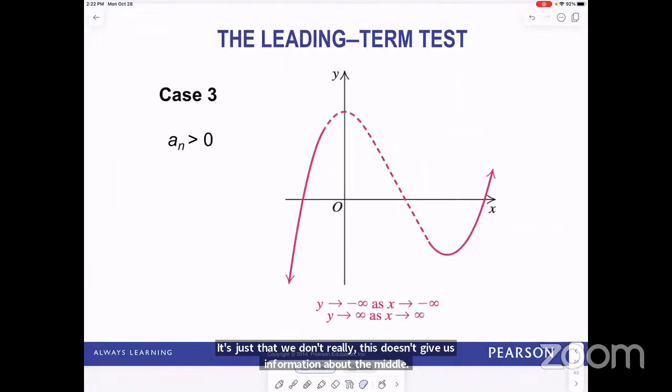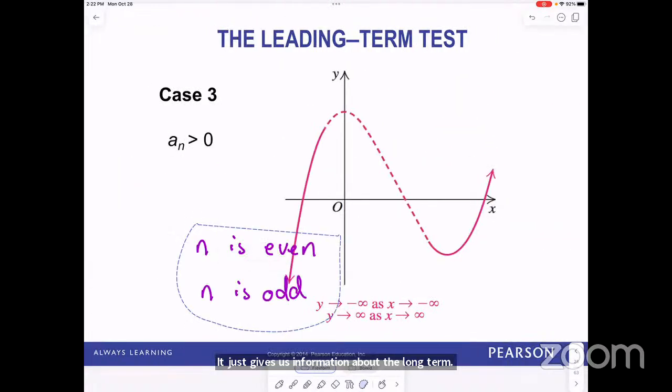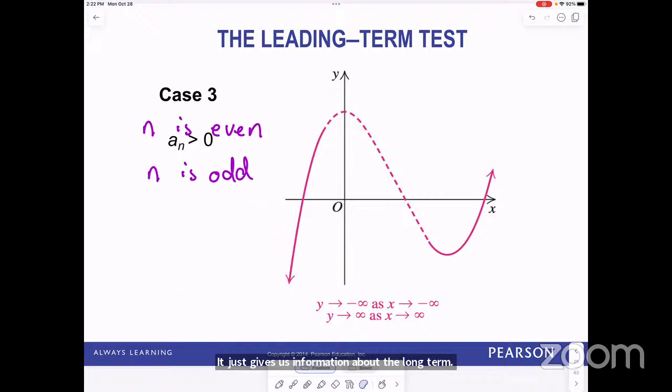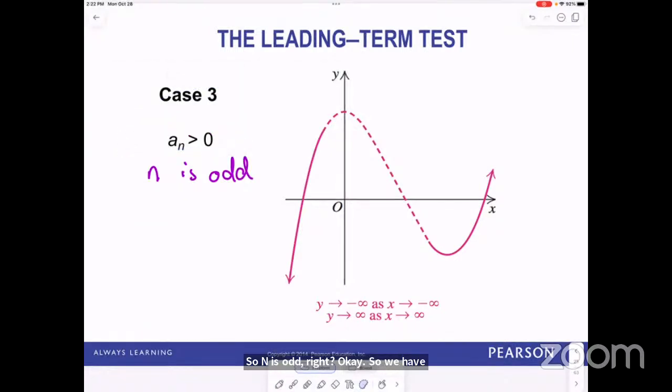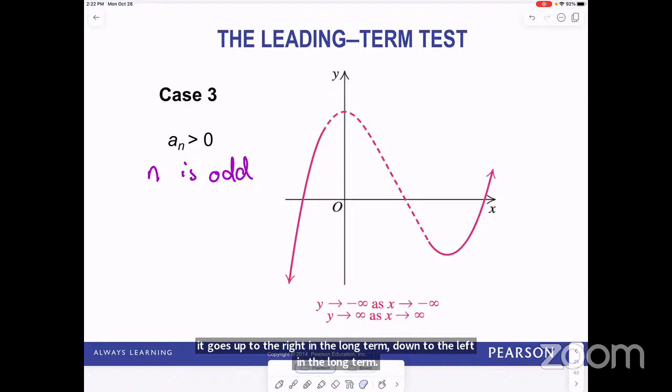So then in this one, n is odd, right? So we have a positive leading coefficient and n is odd. A positive leading coefficient means we go up to the right. n is odd means the other side does the opposite. So we're going to go down to the left. No information about the center right now, but we know it goes up to the right in the long term, down to the left in the long term. And lastly, a is negative where n is odd.